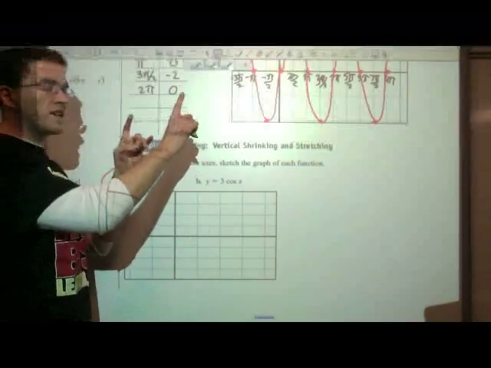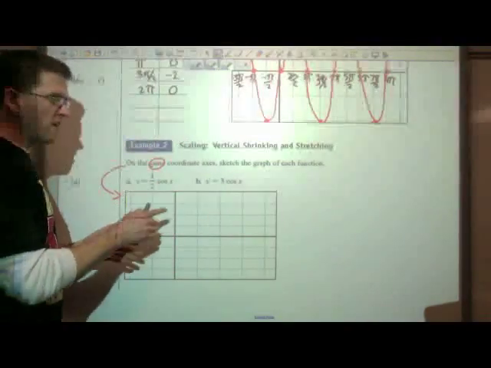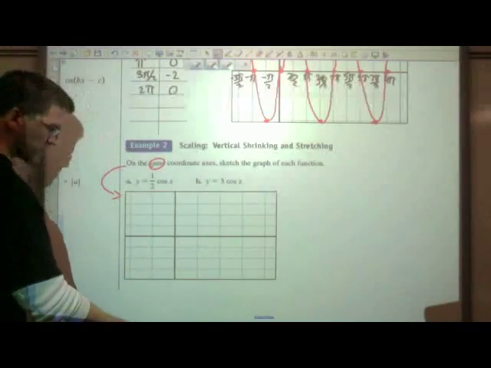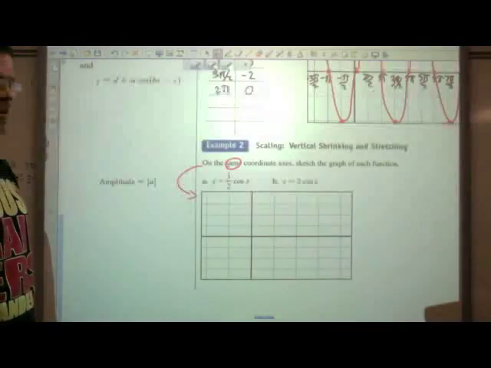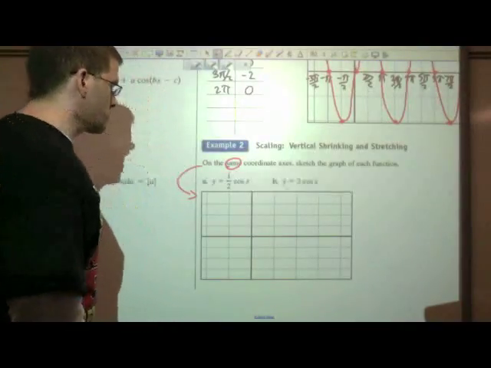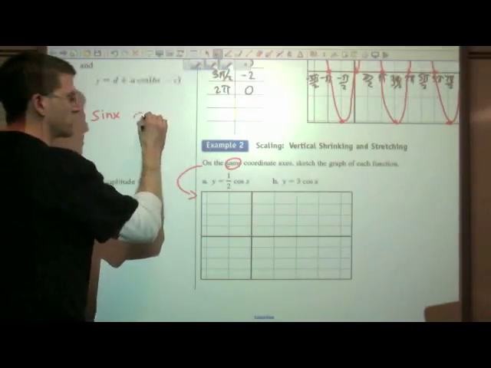Now I'm going to use the ideas of the key points from before to shorthand this. Remember that cosine starts and stops on its amplitude, whereas sine starts and stops on the oscillating axis. So, shorthand, we would write it like this. Sine x looks like this.